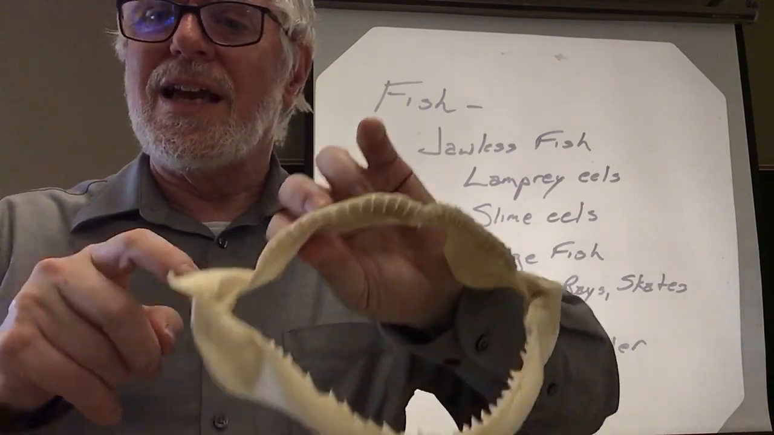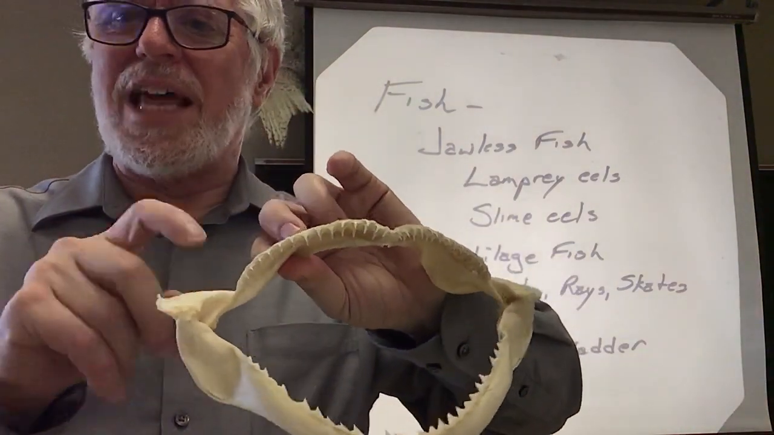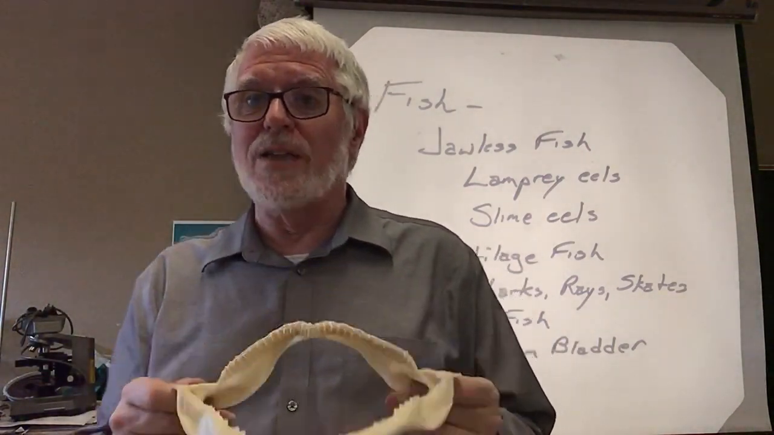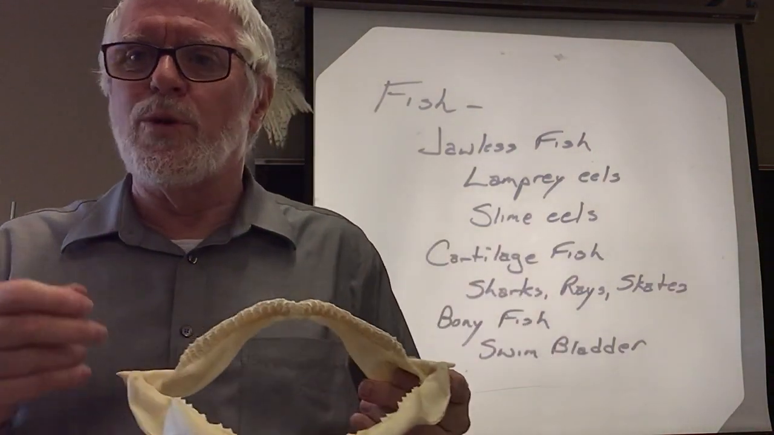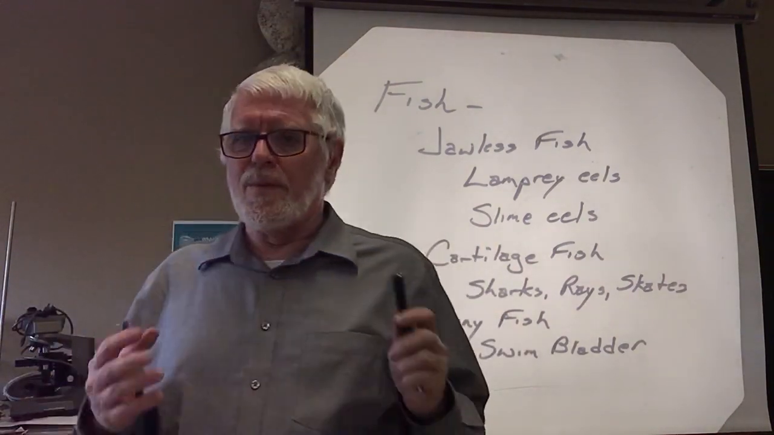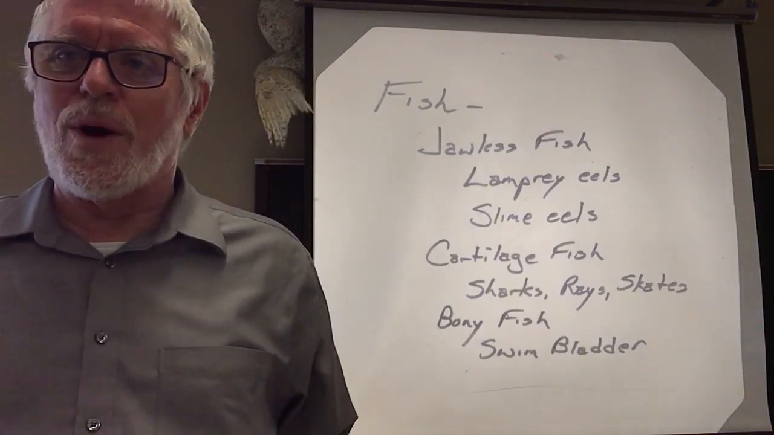This feels more like a solid plastic than a bone. Kind of looks like a bone, and it has a certain amount of calcification for it, because if you're gonna root your teeth in something, you want it to be fairly solid. But for the most part, cartilage fish don't show up well in the fossil record.